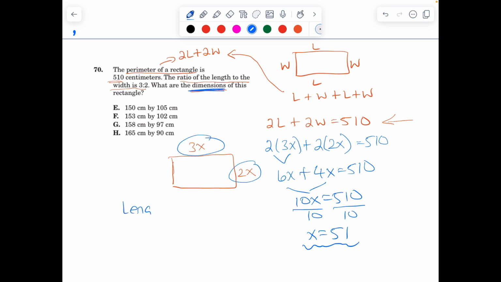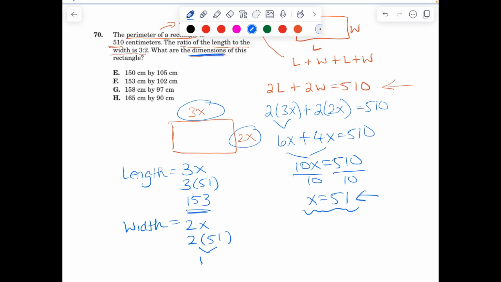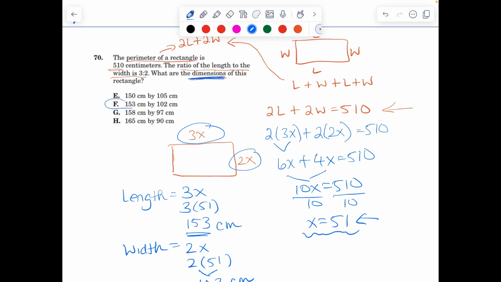The length, as you see in my picture above, is represented by the expression 3x. Well, now I know what x is, so I can replace x with 51 because I found it to be 51. And now if I just multiply, I'm going to get 153 as my length, all right? Now, I know you already see the answer choice that has 153 in it, but let's just calculate the width to be sure. So the width is represented by the expression 2x. I'm going to replace that x with 51 and just multiply to get me 102. So I have a length of 153 centimeters and a width of 102 centimeters, and that is answer choice F.